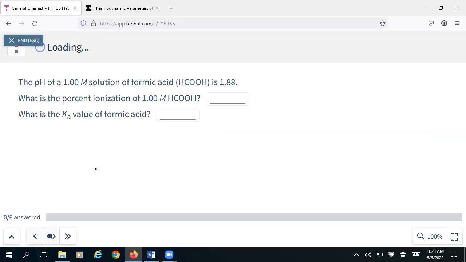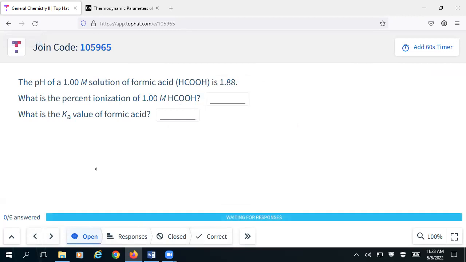All right, I want you to start trying one here then. The pH of a 1 molar solution of formic acid is 1.88. Determine the percent ionization of the formic acid and its Ka value. So I'll give you a few minutes. You're going to have to sketch out an ice table and kind of take it from there. See what you can do. We'll come back in a few.